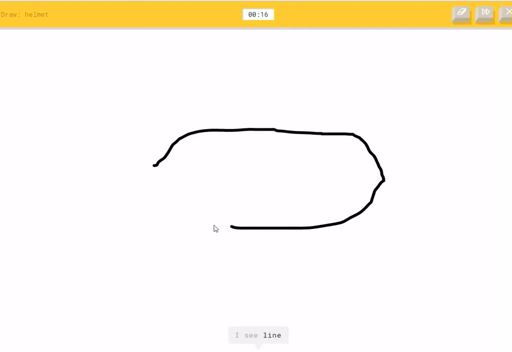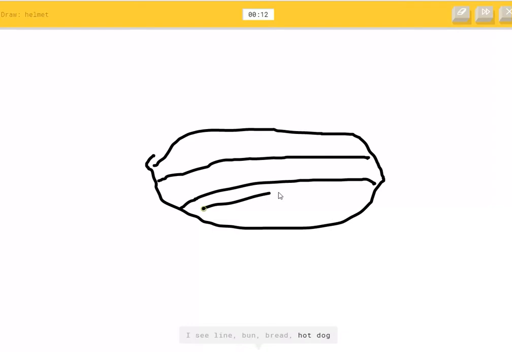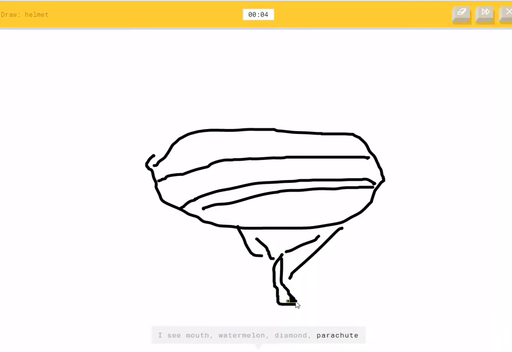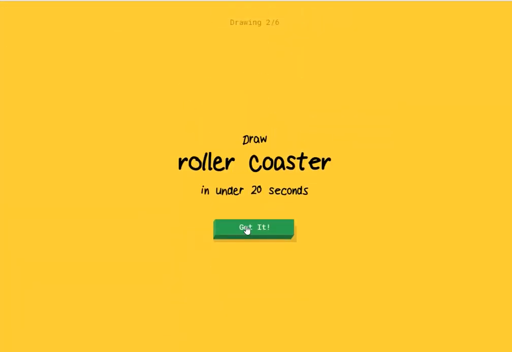I see line. Or bun. Or bread. Or hot dog. Or hamburger. I see mouth. Or watermelon. Or diamond. Or parachute. I see piano. Or cupcake. Or shrimp. Sorry, I couldn't guess it.